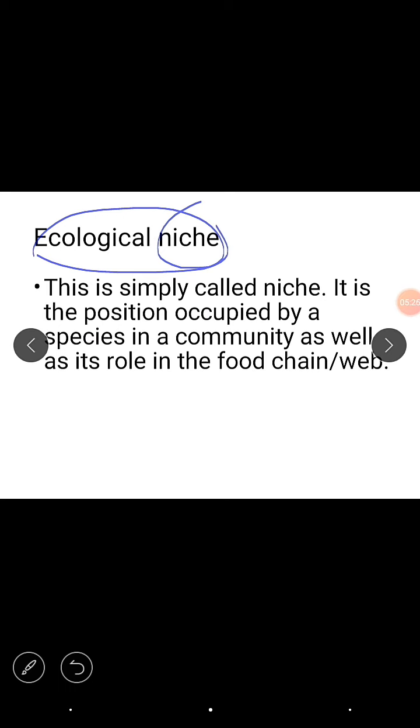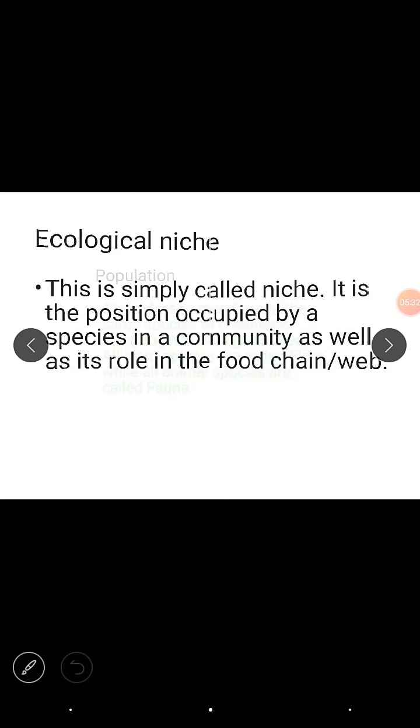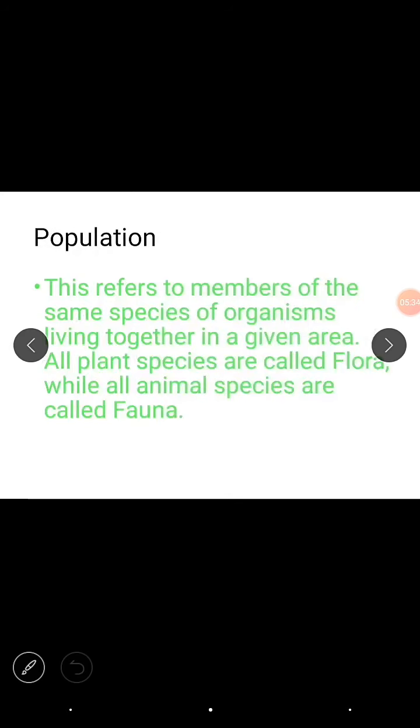That means it fits on an organism and an organism fits on it, okay. So that is an ecological niche. And the next one is population. Population refers to the total number of organisms of the same species living in a given area, okay.